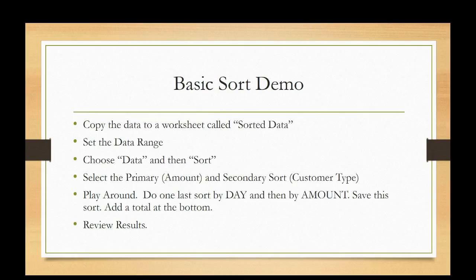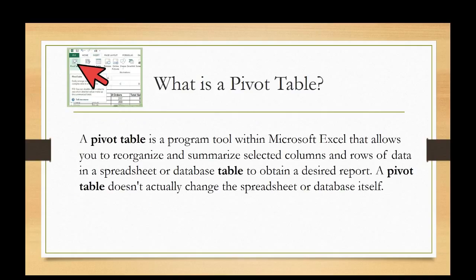A review of using the basic sorting feature in Excel. Once again, we copied the data to a new worksheet to preserve the raw data's integrity. We set the data range by selecting the cells from the top left corner to the bottom right corner. We chose Data and then Sort. We selected the primary and secondary sorts in case there were ties, and we performed the sort. I believe we added a total at the bottom, and hopefully you played around with a couple different sorts to see how this works. That in itself is nice to know when you're working with lots of data. Now we're ready to move on to a much more powerful feature called pivot tables.